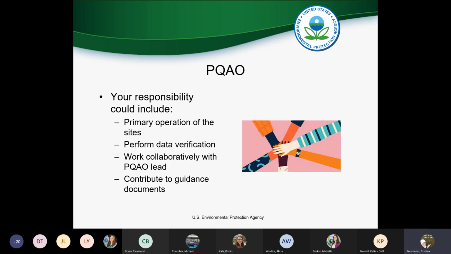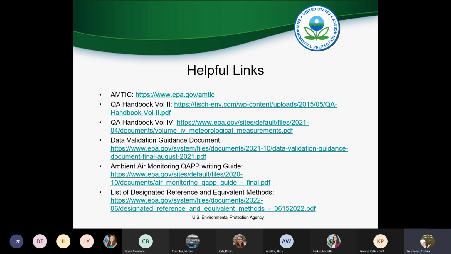Now, if you can enter into a PQAO, this does not mean you are free from the duties of running an air monitoring site. Common responsibilities include the operation of sites, data verification, and contribution on required documents. This opportunity may not be possible for most here in the meeting, but could be beneficial for a couple of you agencies. Okay. And with that, I wanted to end with a few helpful links.